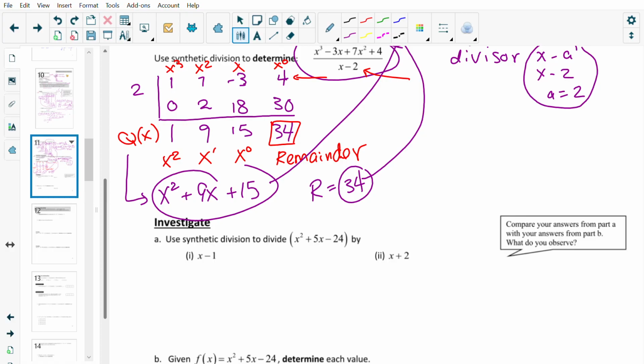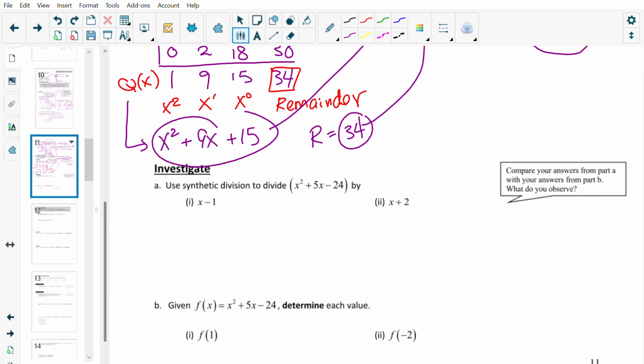So much faster, so much easier, and less messy too. All right, next step. Investigate. Use synthetic division to divide x squared plus 5x minus 24 by x minus 1. So let's do that.